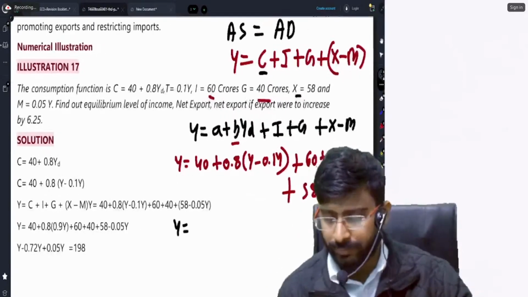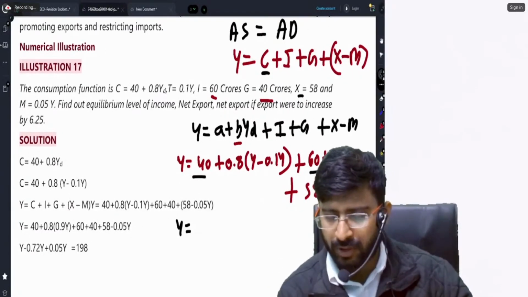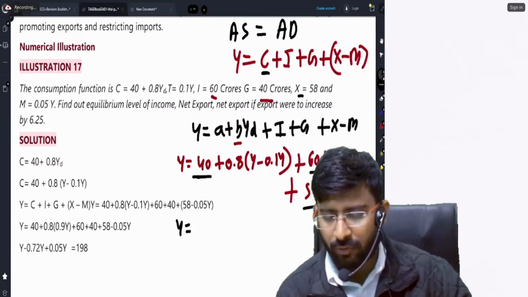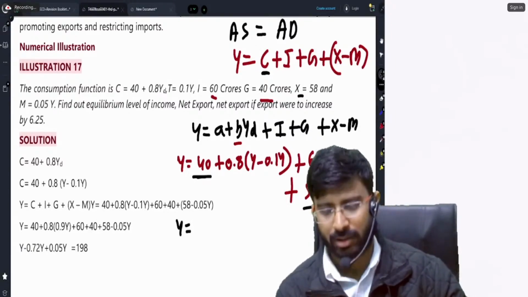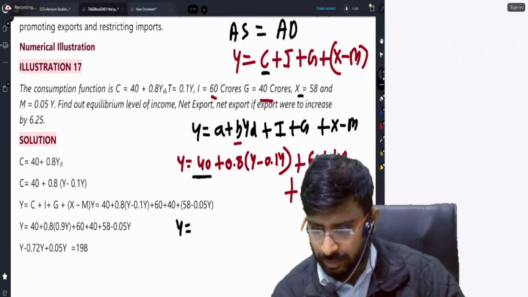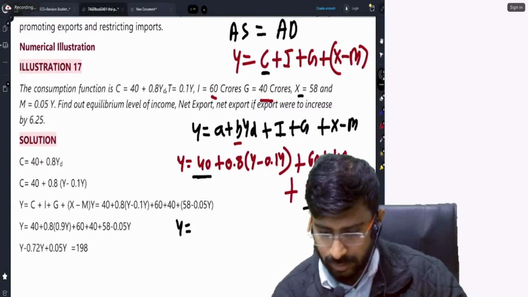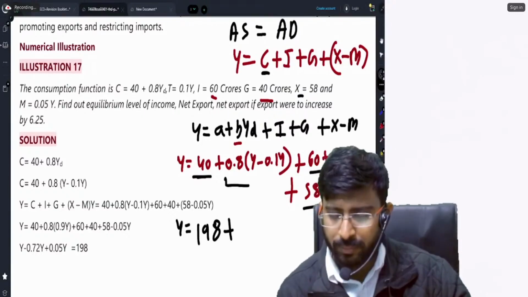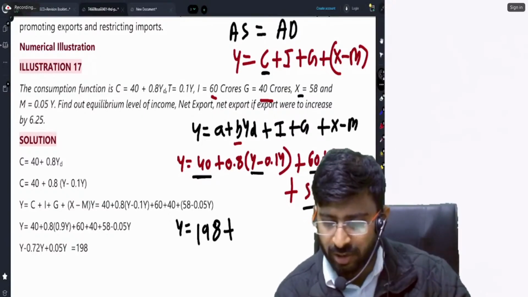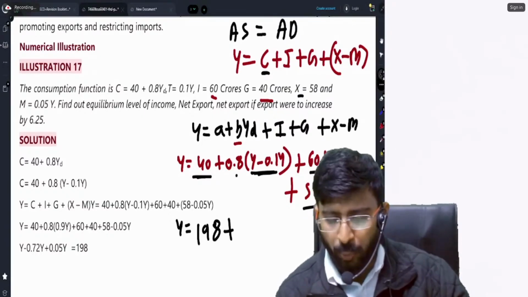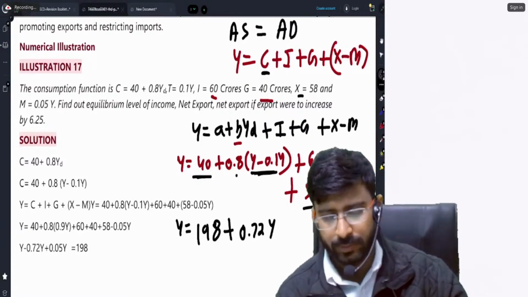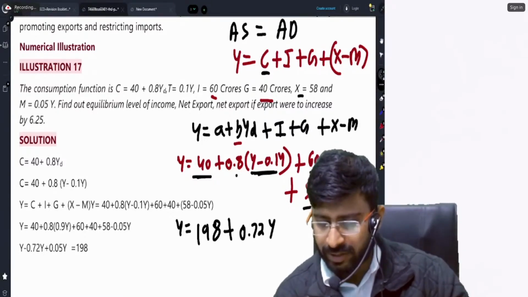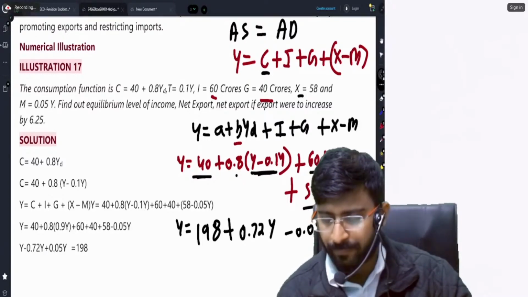Y equals to 60 plus 40 is 100. 100 plus 40 is 140. 140 plus 58 is 198. 198, right? हाँ, ठीक है. Plus 0.8 into 0.9y, so 0.8 into 0.9 is 0.72. Okay, 0.72y, and minus 0.05y.